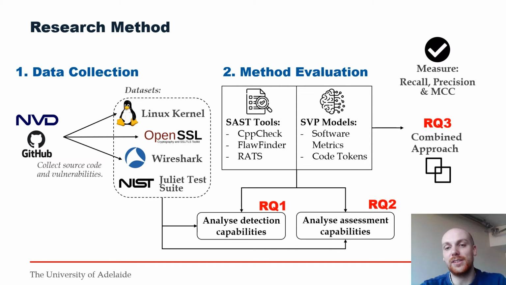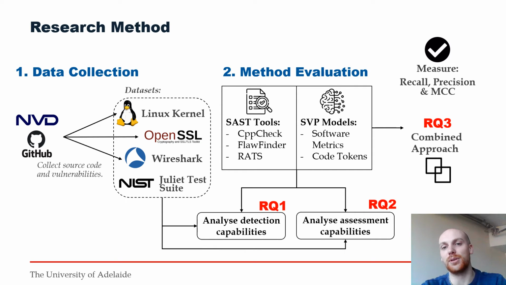Next, we obtain our methods for analysis. For rule-based approaches, we collect a set of open-source rule-based SAST tools that have received widespread use in the community and by organizations. These are CPPCheck, Flawfinder, and RATS.